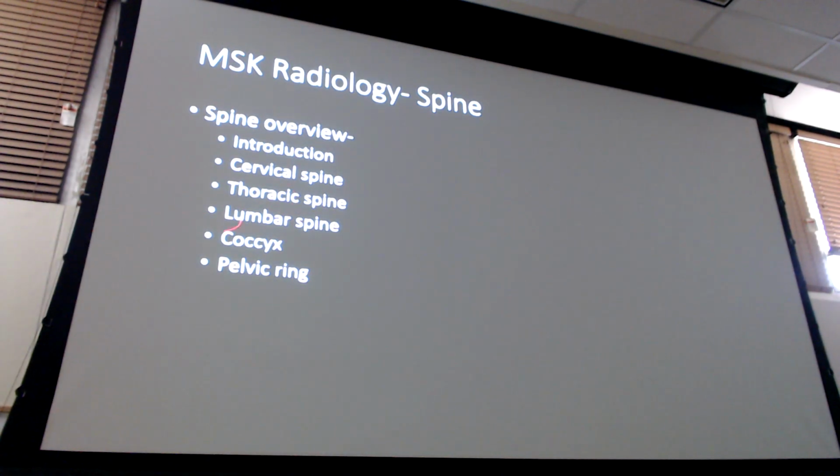So we're going to talk about all the different areas of the spine. We'll talk about even the coccyx a little bit and how worthless that little bone is. And then we'll talk about the pelvic ring. The coccyx causes more problems with patients. It hurts.